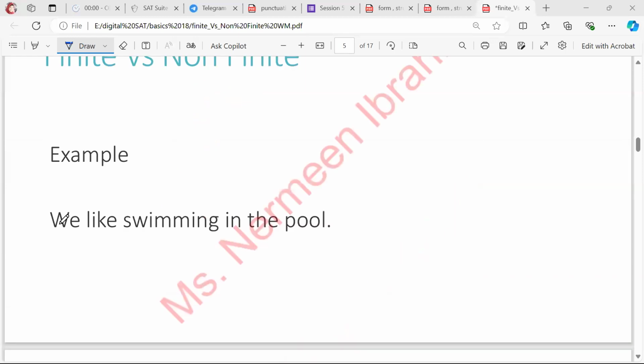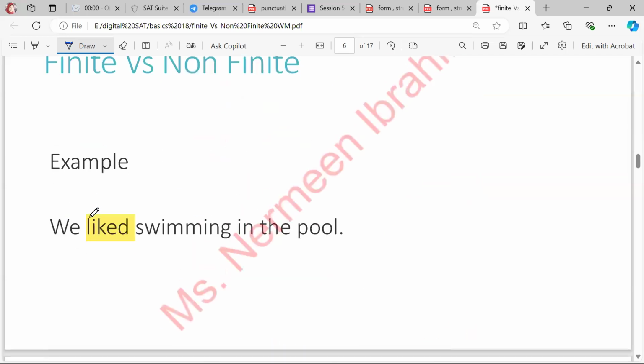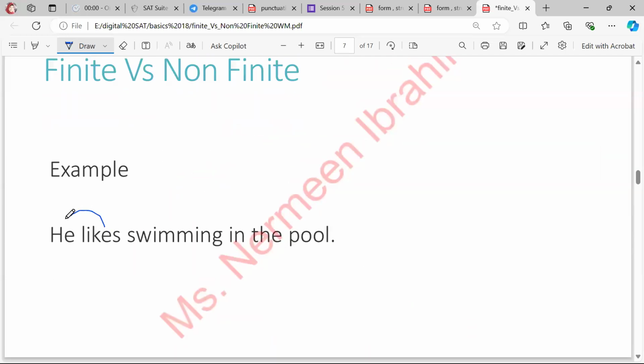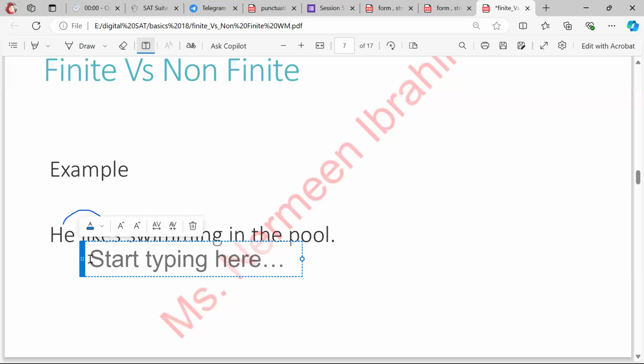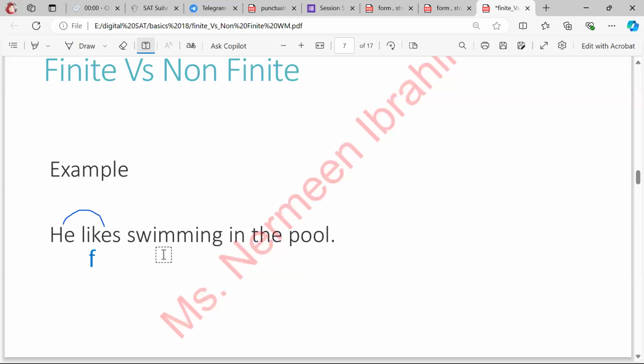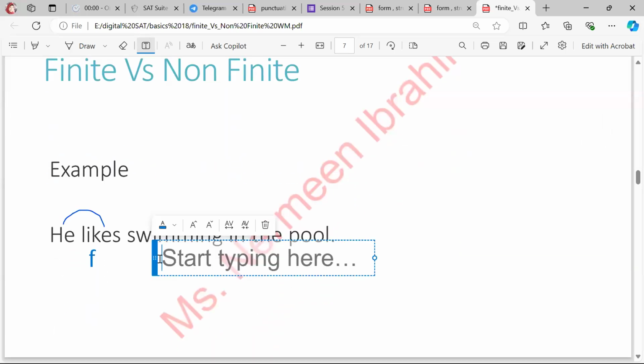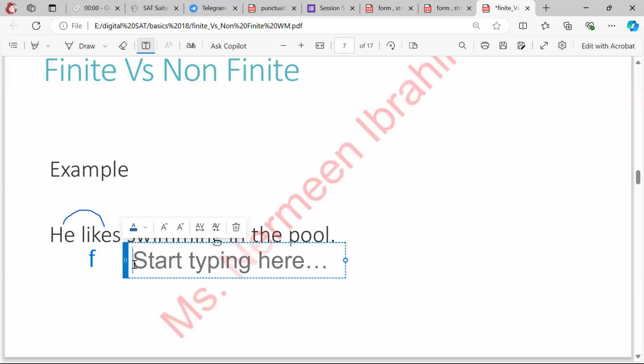Excellent. But "like" changed with "we," and it changed with "he," right? So is "likes" finite or non-finite? "Likes" changed, so it's finite. Swimming, on the contrary, didn't change for both "he" and "we," so it's non-finite. Excellent. Amazing.